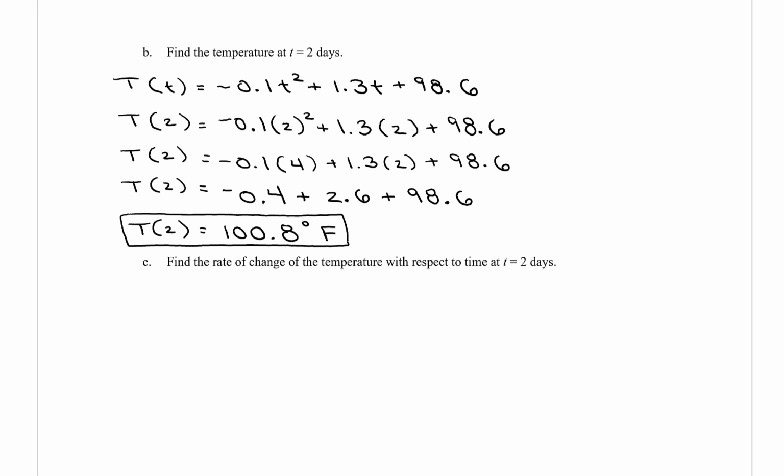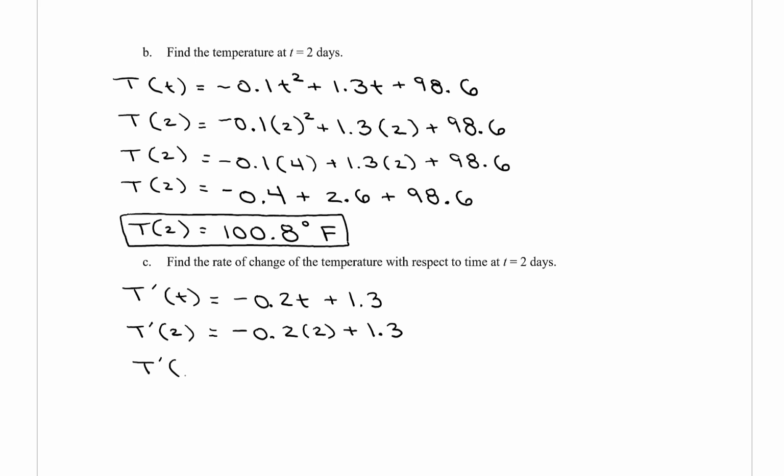C. Find the rate of change of the temperature with respect to time at t equals 2 days. T'(t) is going to equal negative 0.2 t plus 1.3. Now we are going to substitute t equal to 2. So T'(2) is equal to negative 0.2 times 2 plus 1.3. So T'(2) equals 0.9 degrees Fahrenheit per day. And that's going to represent the rate of change of the temperature with respect to time at t equals 2 days.